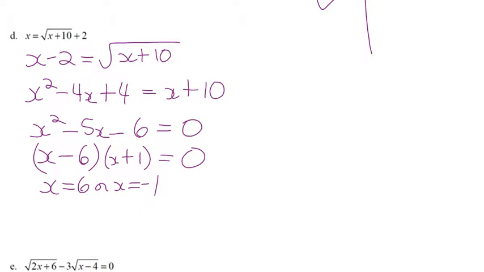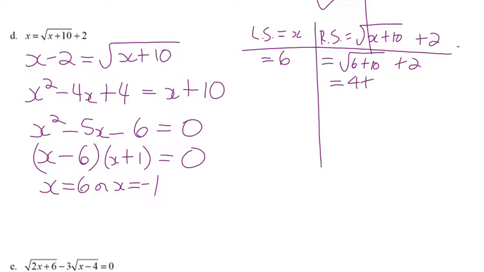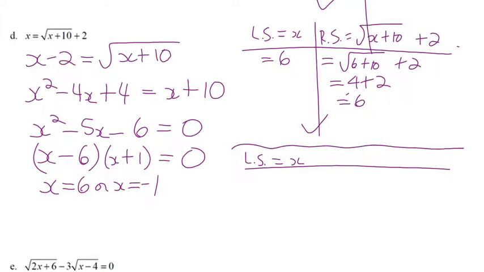But we need to show the check. So let's check them both. So the left side is x. Right side is root x plus 10, and then plus 2, right, outside of the root sign. So let's check the 6 first. So this is the root of 6 plus 10, plus 2, 4 plus 2, which is 6. So that checks. And let's run the check on the other one as well, which we figure will not work.